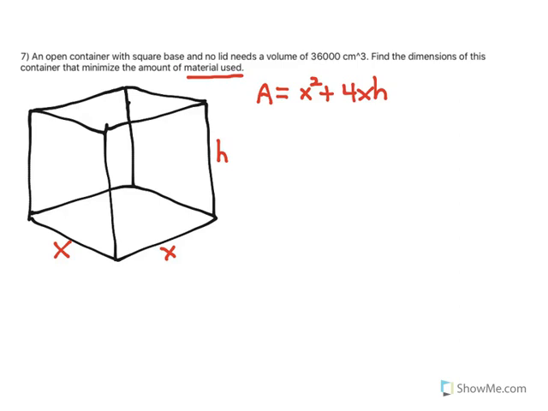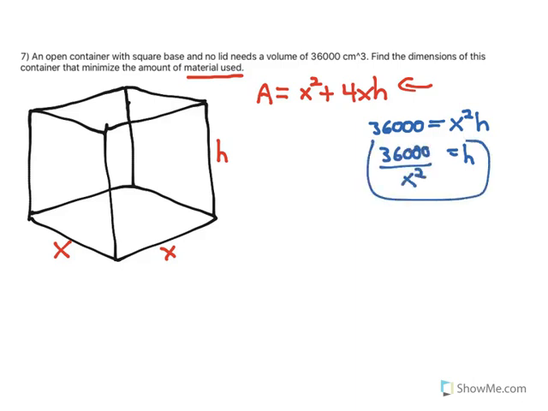Step 2 is to use another piece of information to be able to get this equation in terms of one variable. Right now it's in terms of x and h. We can't derive it until we have it in terms of one variable. So we're going to use the fact that 36,000 must be the volume, which is x squared, the area of the base, times the height. So I can use this to isolate for h, which will be 36,000 over x squared.